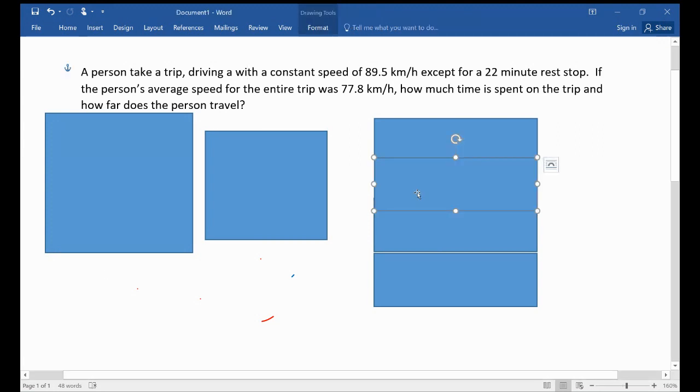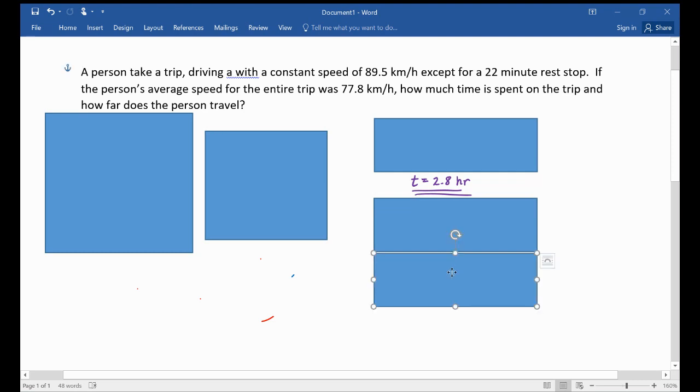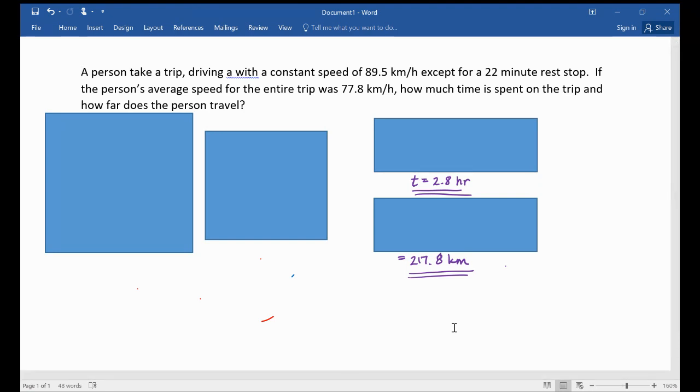So first of all, let's just nuke that. Boop. There's your time, and huzzah. There is your distance. It should say delta x there. My bad. All right, so time is about 2.8 hours, and the distance is about 218 kilometers.